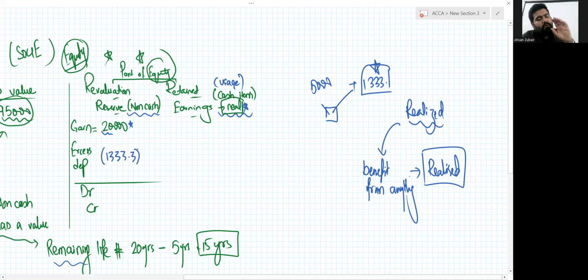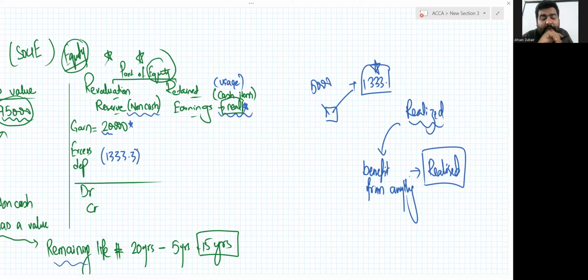Because 5,000 was normal. If you are not revaluing the asset, 5,000 was the normal depreciation. It is irrelevant. The excess part of the depreciation, that is 1,333, should be deducted from here. And where will it go? This leaves 20,000 minus 1,333.